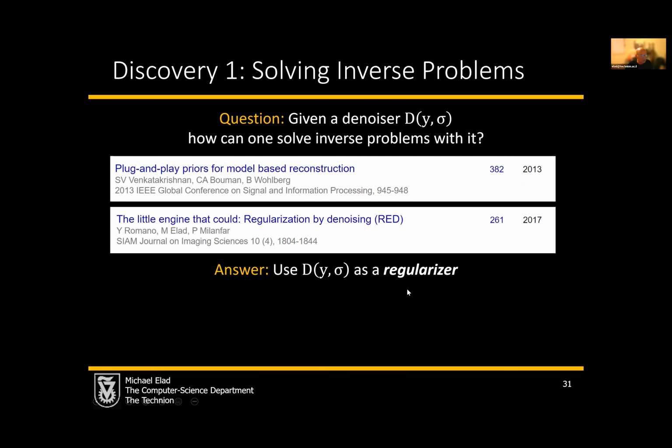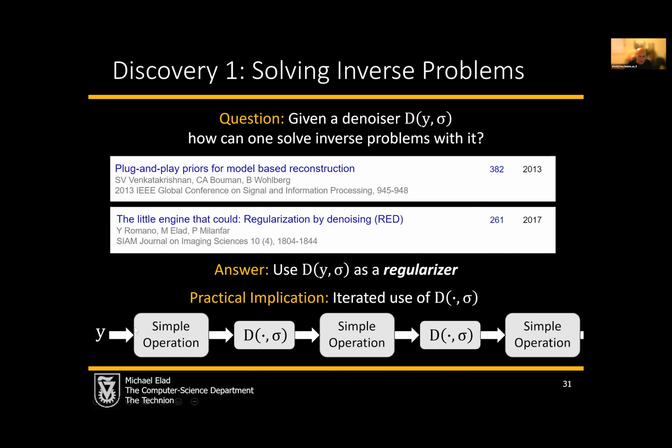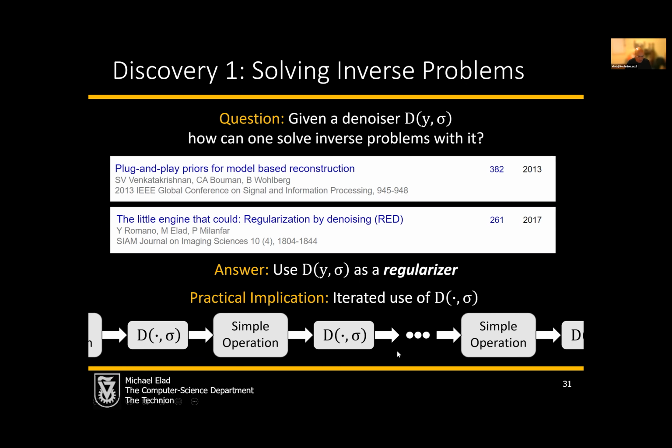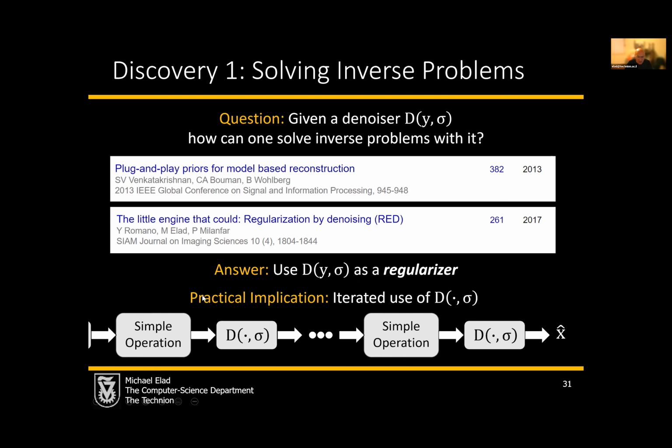How exactly? You will see in a minute. And if you look at the bottom line of those algorithms, here is what you will see. You'll see an algorithm that keeps jumping between simple operation and a denoising, simple operation and denoising. And of course, it has to be well designed. If you do so smartly, you start with Y, the degraded measurements, and you end up with X hat, your desired solution for the inverse problem.